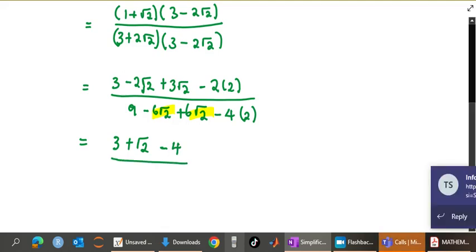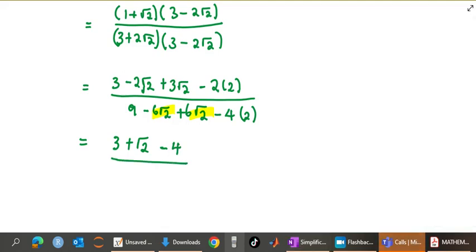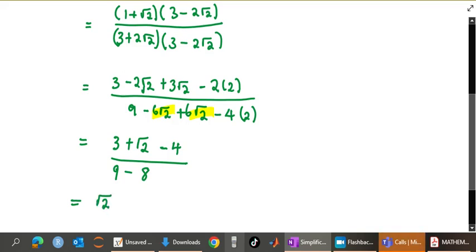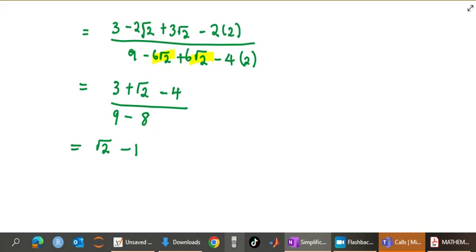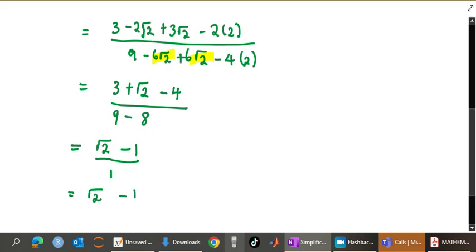So you divide by what? You divide by 9 minus 4 times 2, it's 8. Okay, it's like we're winning now. So this one minus this one, it becomes square root of 2 minus 1, because when you say minus 4 and then you add 3, the answer is minus 1. And 9 minus 8 is what? It's 1, which is equal to a square root of 2 minus 1.